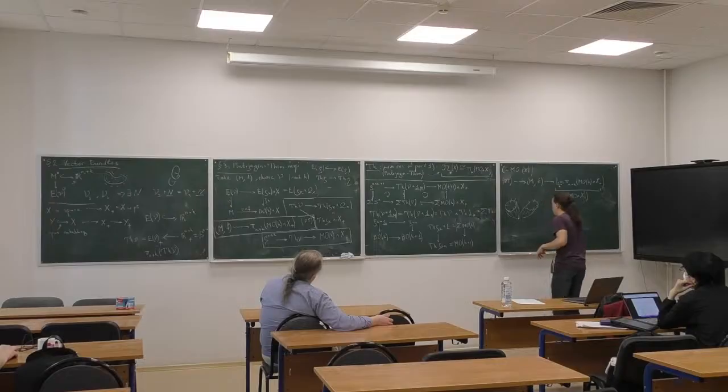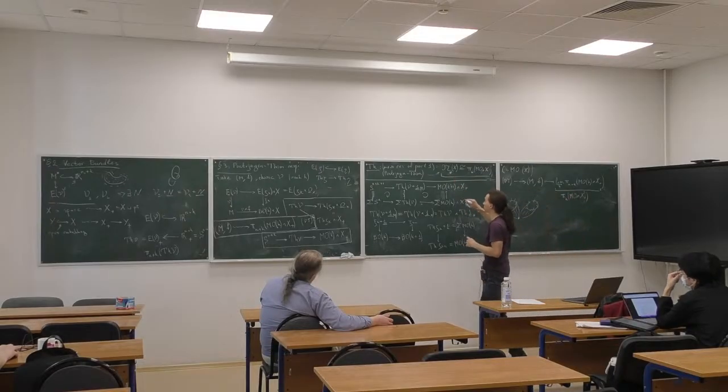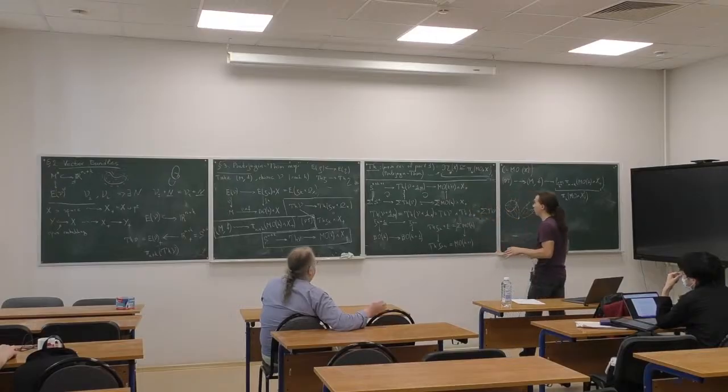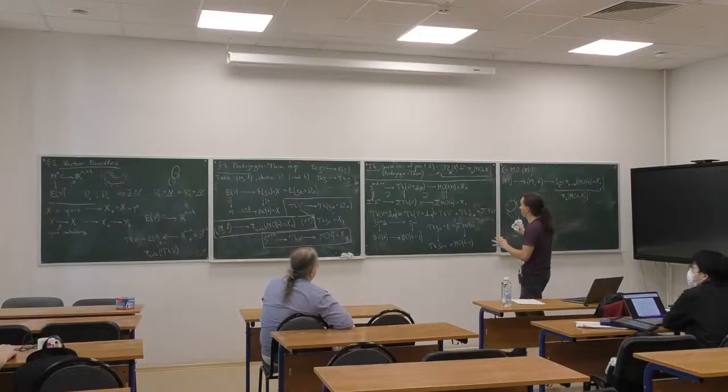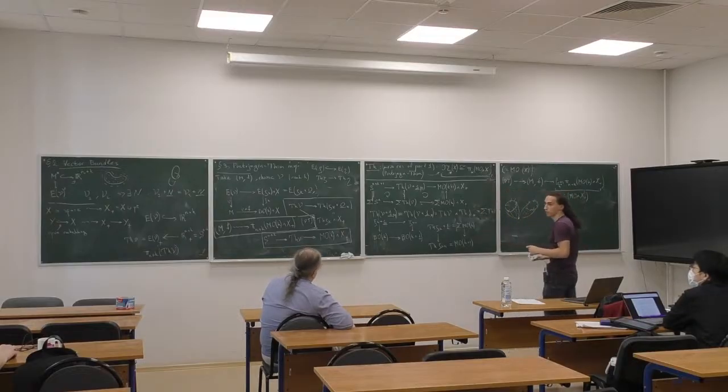So the two interesting things to check are that null-bordant maps go to 0, which is arguably the hardest thing in the whole proof, and another thing is to construct the inverse map.